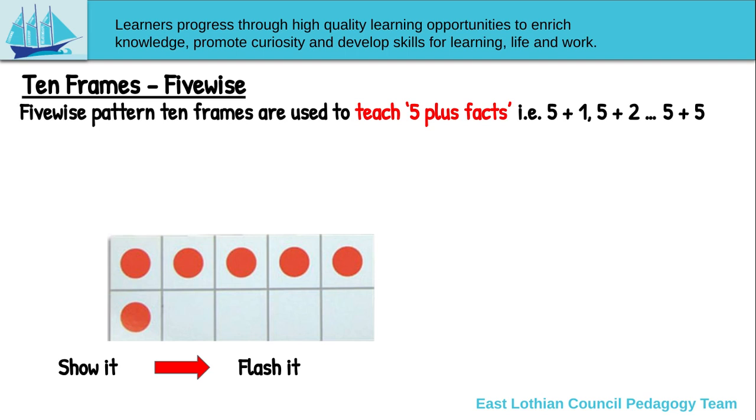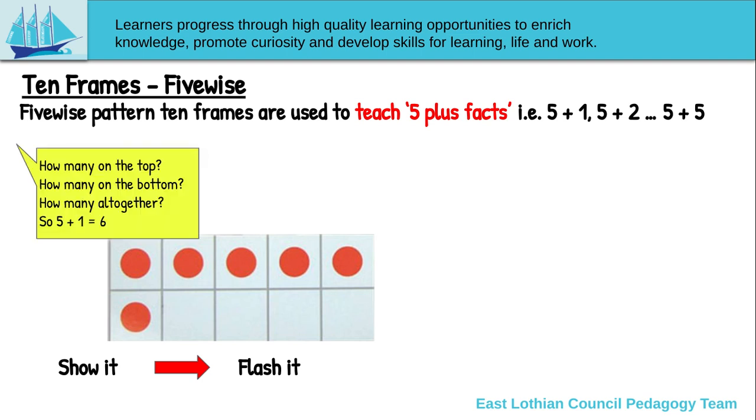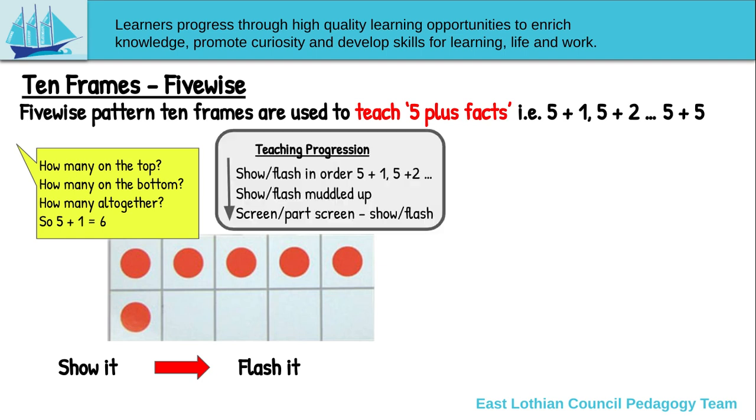So here is the 5-wise pattern for 6. We would ask learners how many are on the top, how many on the bottom, so how many altogether. So 5 plus 1 equals 6, or 5 add 1 equals 6. And then just as before, we would move to building and notating them.